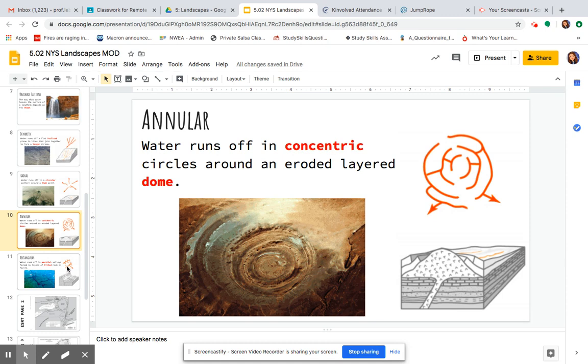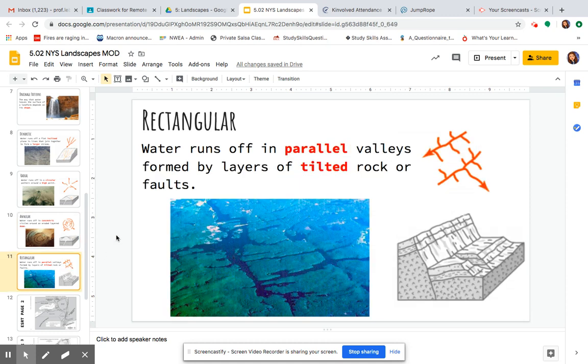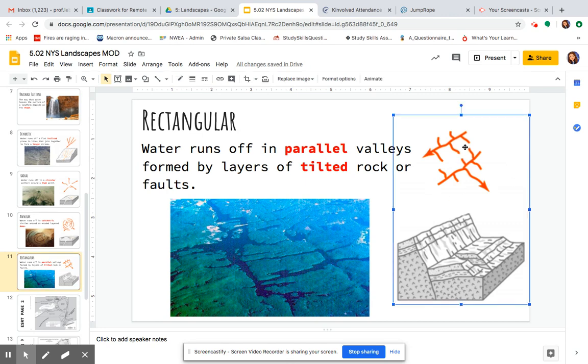Okay, and our last drainage pattern is rectangular, which is interesting. So water runs off in parallel valleys that are formed by layers of tilted rock or fault. If you see in this picture, they kind of flow out from the center. Right, so that's an example of what a rectangular drainage pattern would look like.